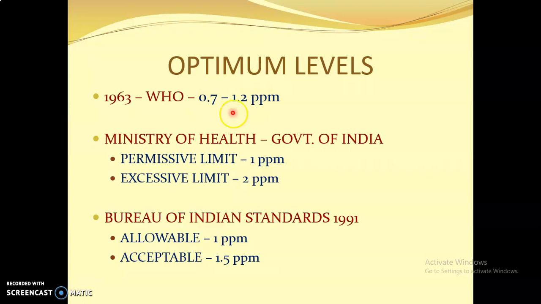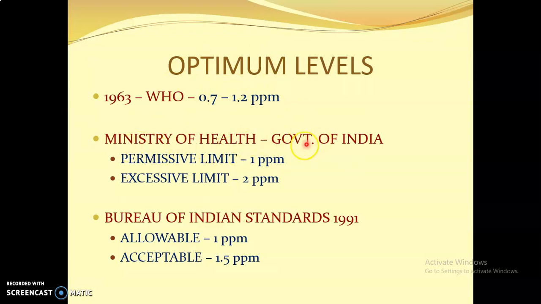As of now, understand that there is a range. It is not just 1 ppm. It is 0.7 to 1.2 ppm. ppm refers to parts per million. So if you are dissolving 1 milligram of fluoride in 1 liter of water, it is called 1 part per million. This is the range of concentration recommended by the World Health Organization.